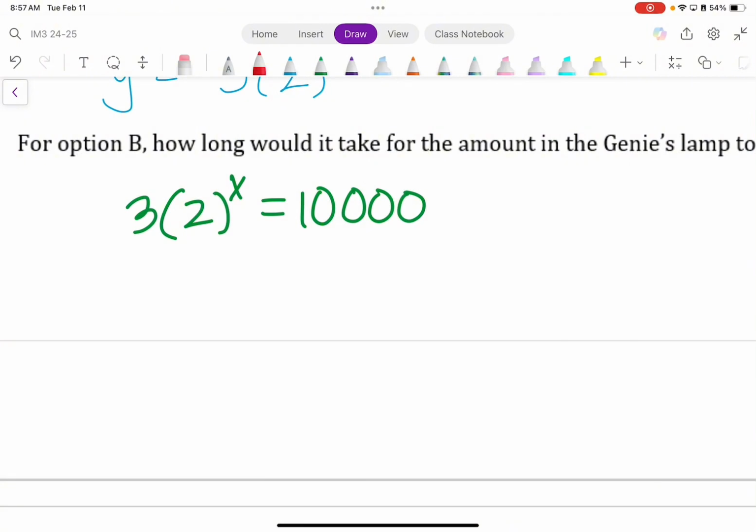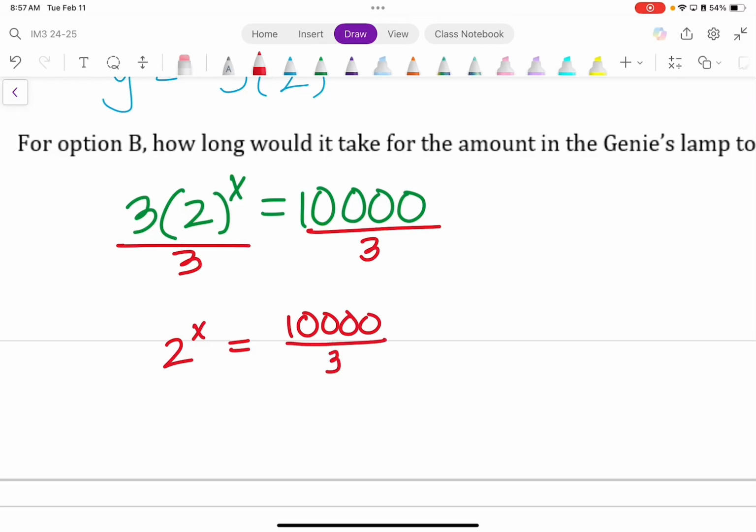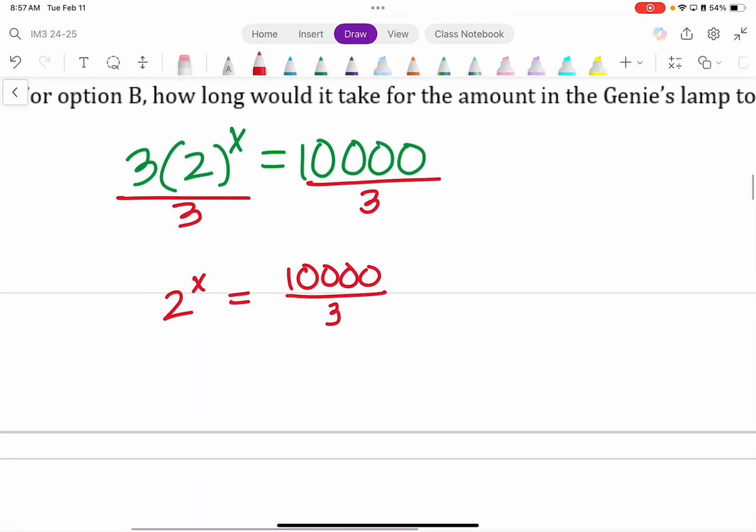Okay, I'm going to begin by dividing by 3 on both sides. So we get 10,000 over 3. X is not by itself yet, you guys. It is not by itself. I need to do one more step, which I hope you know how to do. Otherwise, I might have to go back and look at those tests, and everyone that got an A might have to retake it. I'm just kidding. But what would the next step be then?